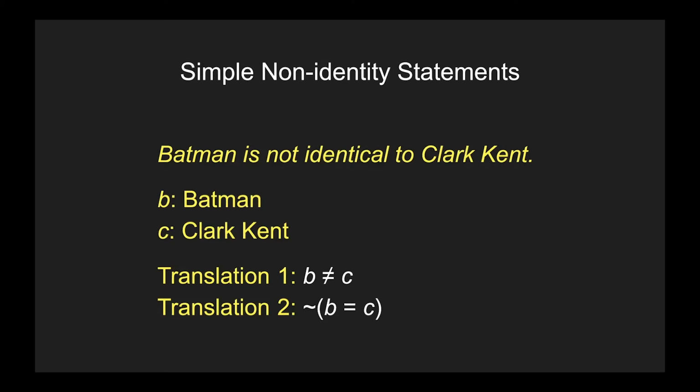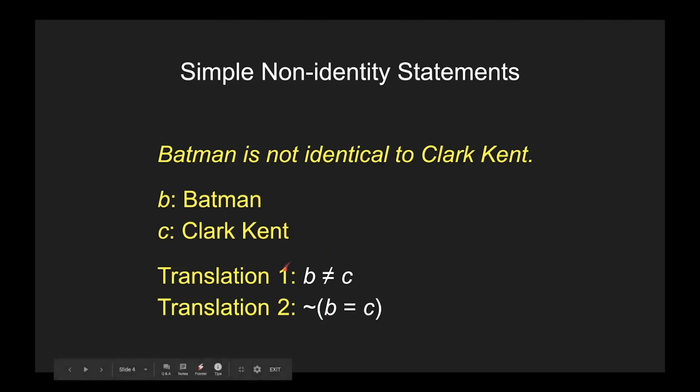Non-identity is translated using what looks like an equal sign, but in logic it's an identity sign with a hash mark through it. So here we have b is not identical to c right here. You can see lowercase b is not identical to the constant c. And we can also translate it this way. We can also say it's not the case that b is identical to c. So if you just had b is identical to c, you could put parentheses around that and put a tilde or a negation sign in front of that to indicate it's not the case that b and c are identical to each other. Either one would be just fine.